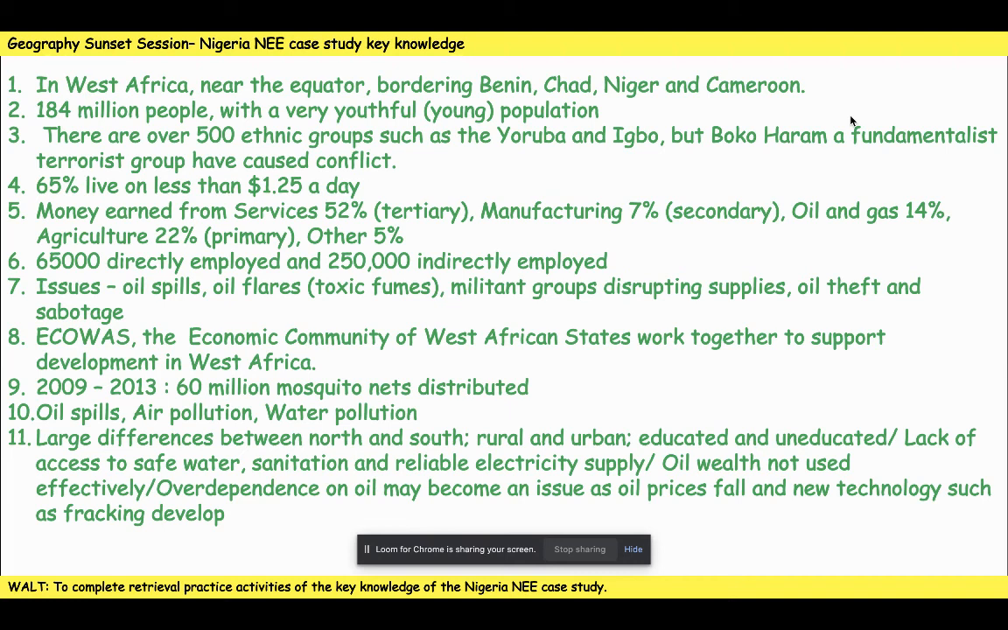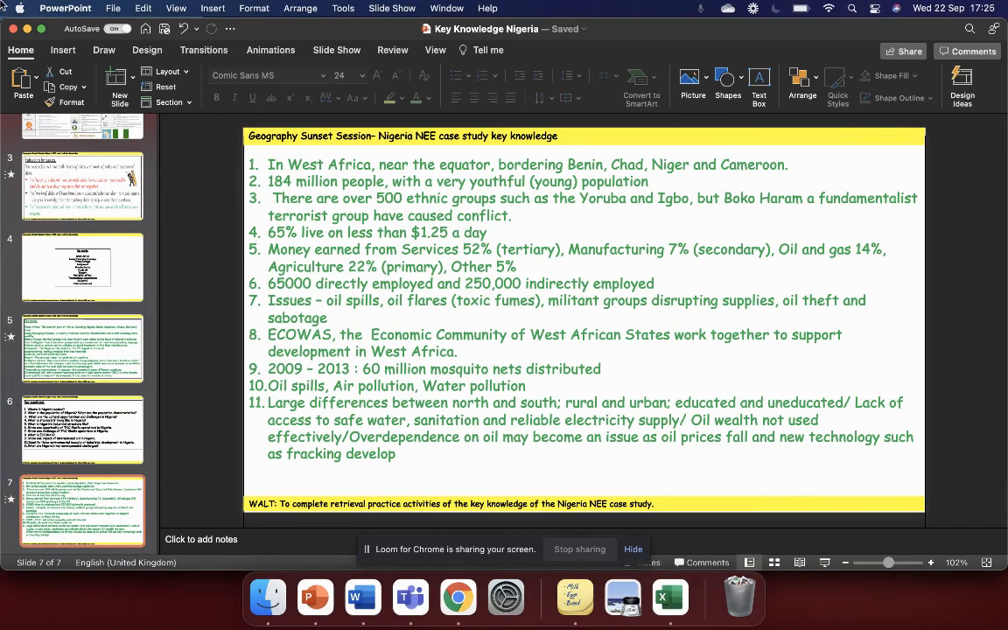There's also an overdependence on oil, which might become an issue as oil prices fall, with new technologies such as fracking and the automobile industry moving toward electrification. So that's the end of the sunset session.